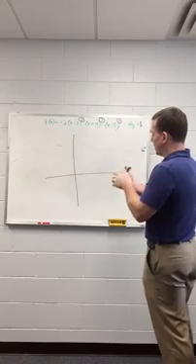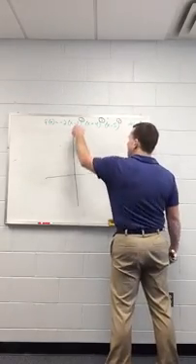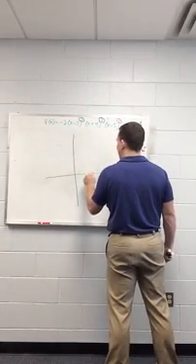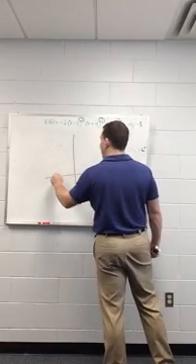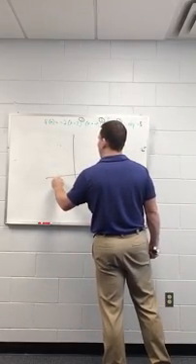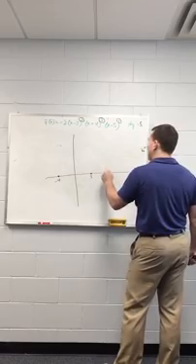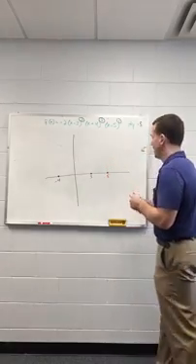Now, let's see. If I plot my zeros, I have a 0 at 3. We'll say it's right here. I have a 0 at negative 4. We'll say it's right there. And I have a 0 at 5, which we'll say is right there.